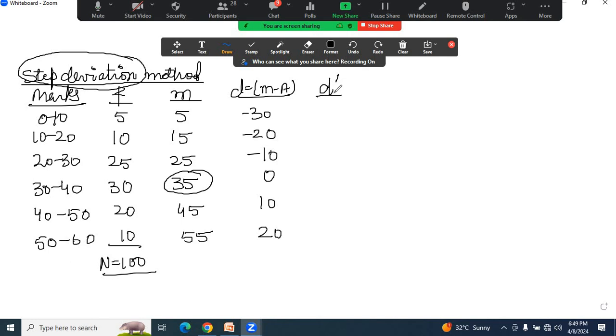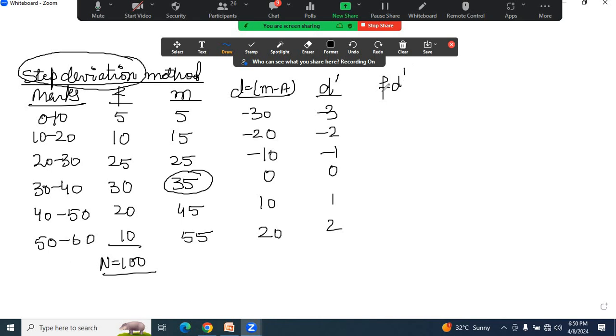Now you tell me, children, which number I can use to divide all the numbers. Which is the number which divides all the numbers 30, 20, 10, 0, 10, 20? I want an answer from you here. 10. Yeah, very good answer. So 10 is the number which divides all the numbers together. So I can use D dash. Minus 30 divided by 10, it will be minus 3. Minus 20 divided by 10, minus 2. See, such small numbers we are getting. The number of steps is too much, but the calculation becomes easy. Minus 1, 0, 1, 2.